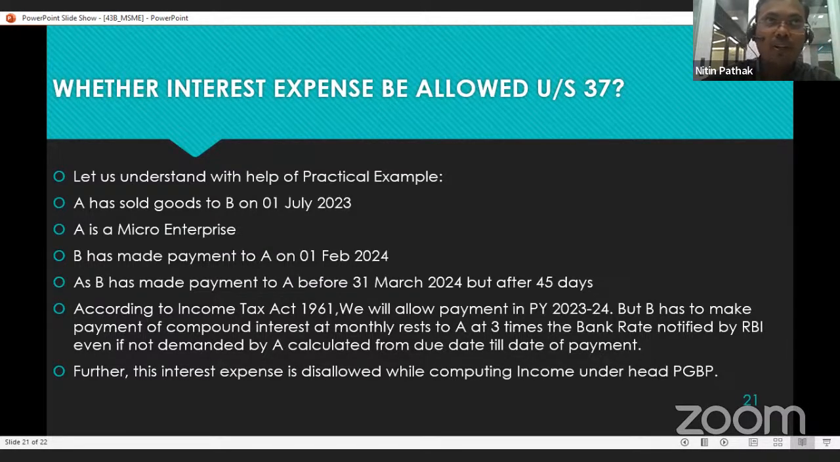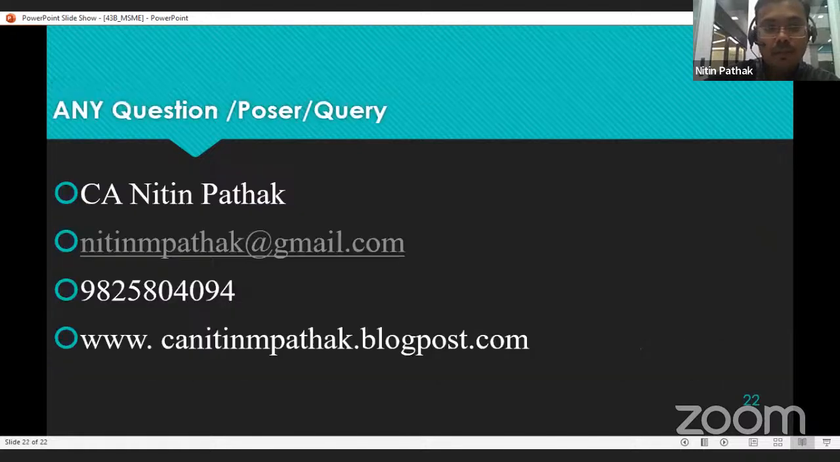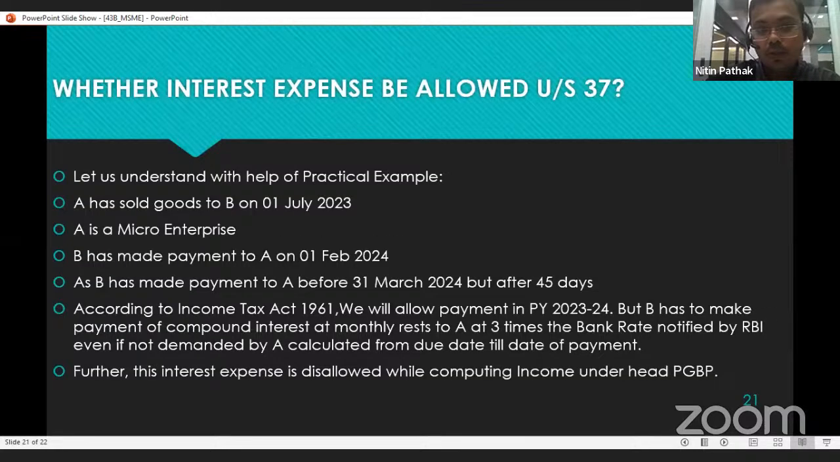It means B has debited the expenses in their books, but while calculating the income from PGBP, they need to carve out the interest expenditure from their P&L, add it to the income, calculate the tax and pay the tax. In short, now I will cover it all one by one.